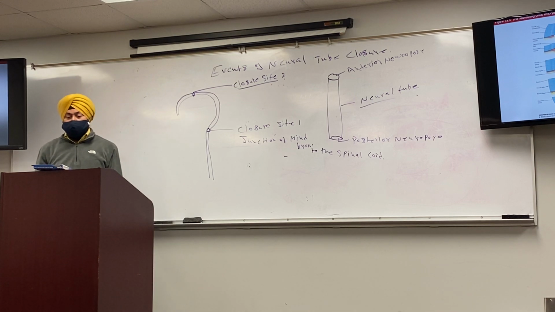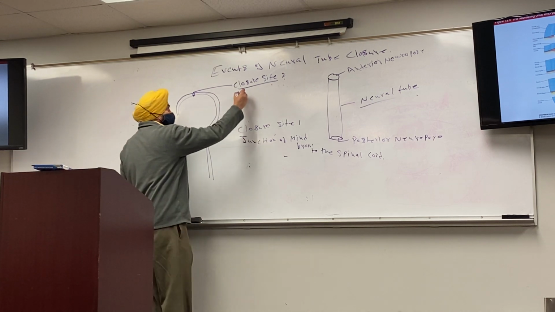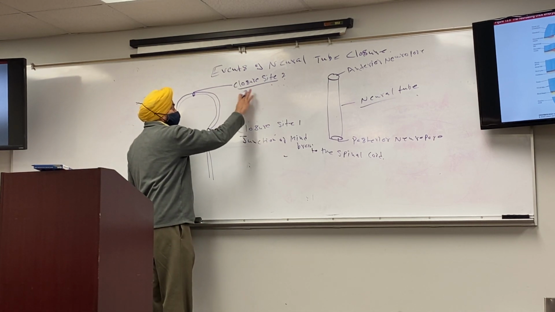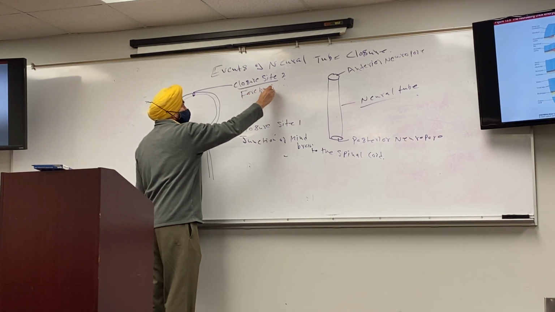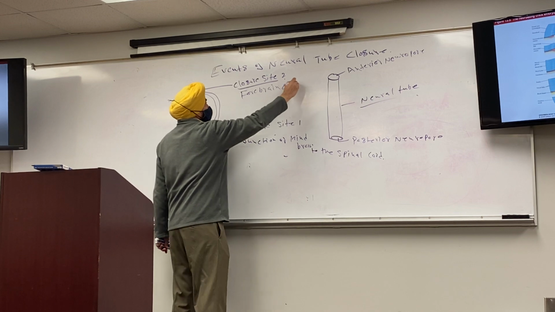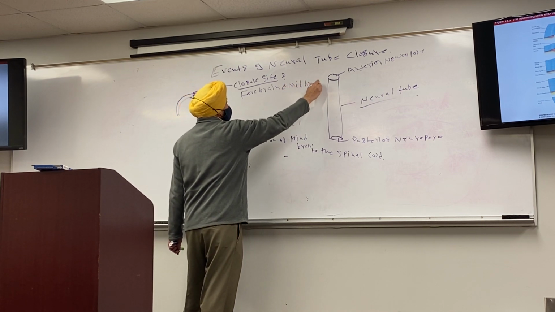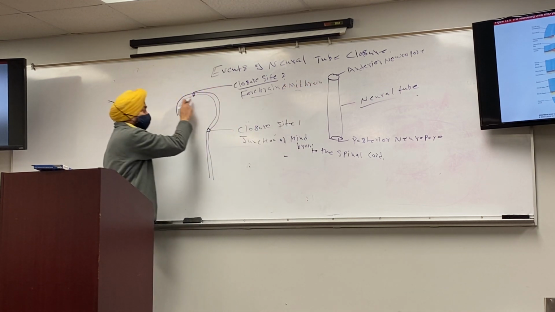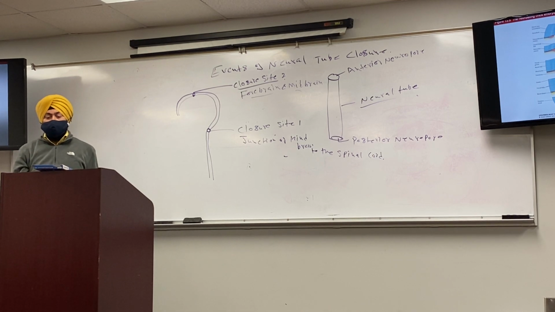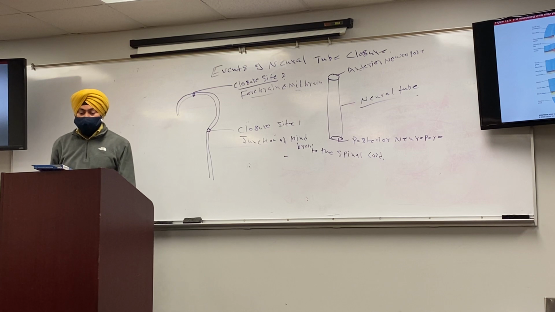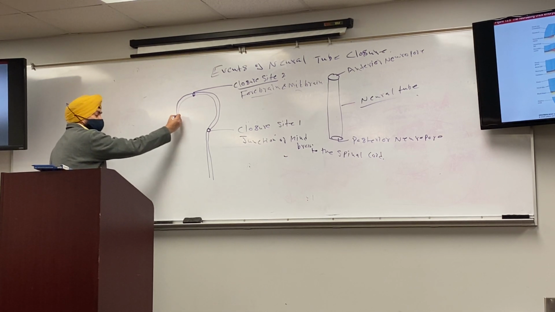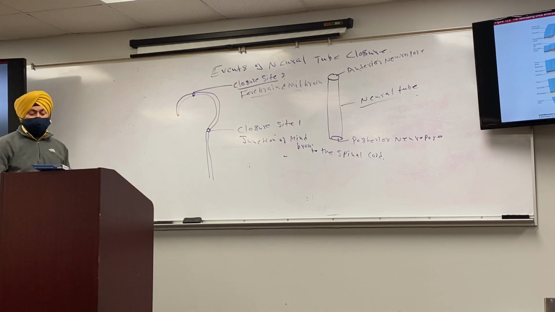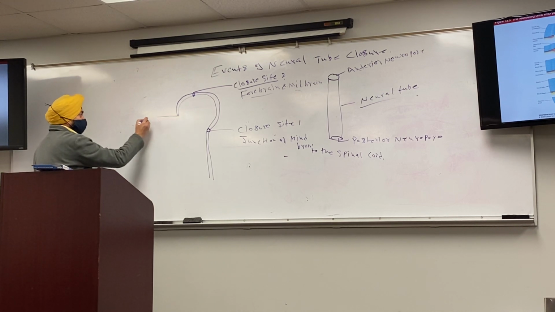Okay, and closure site 2 is where the forebrain and midbrain meet. That's the second closure point. Now then you have this point, this tube should be closed from here also. This is called closure site number 3.